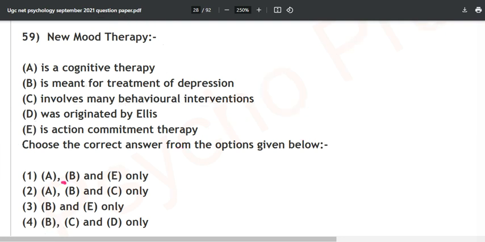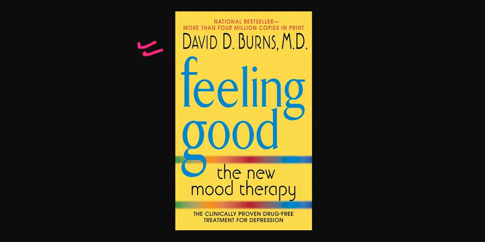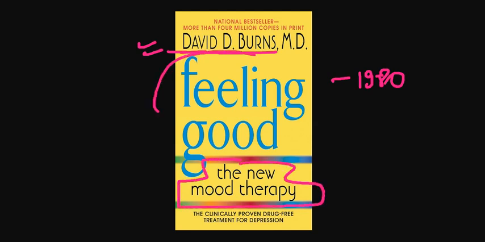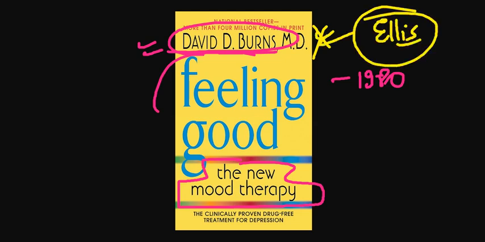So what is the correct answer over here? It is A, B, C only, and that is the correct answer. Now this is written by David D. Burns in the 1980s, Feeling Good: The New Mood Therapy. See how David D. Burns is the correct answer, but how Albert Ellis was not the correct answer. Why was Albert Ellis not the correct answer?